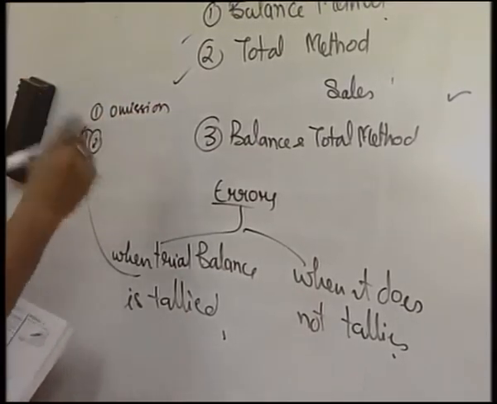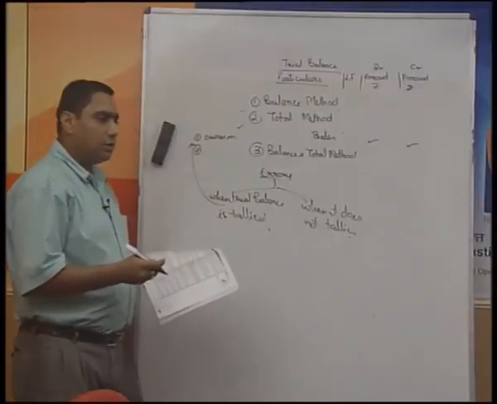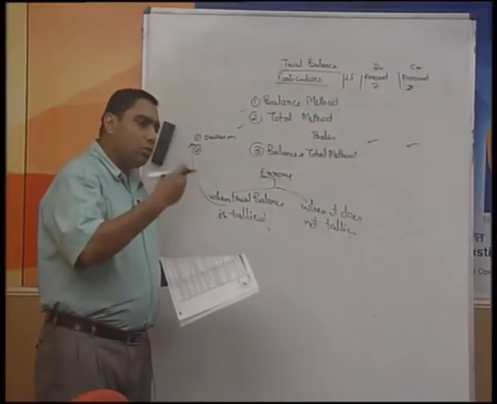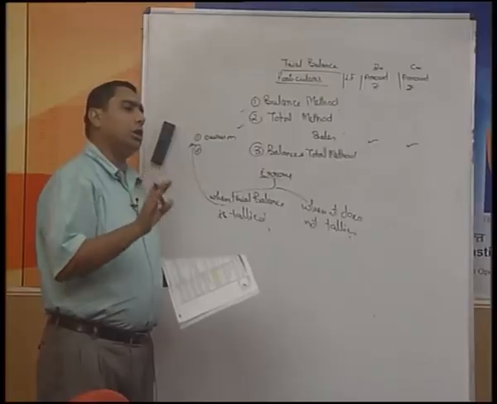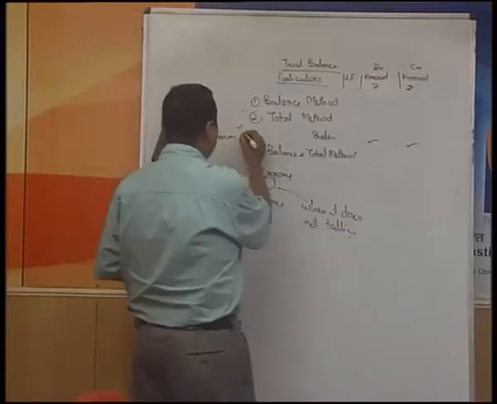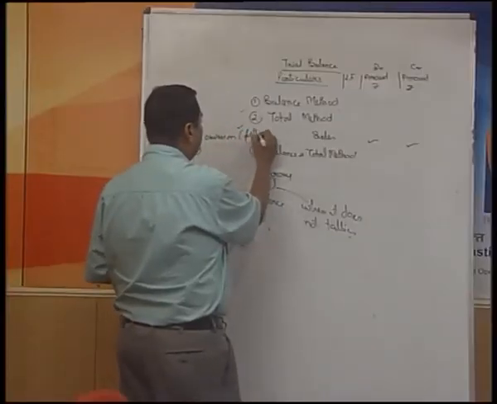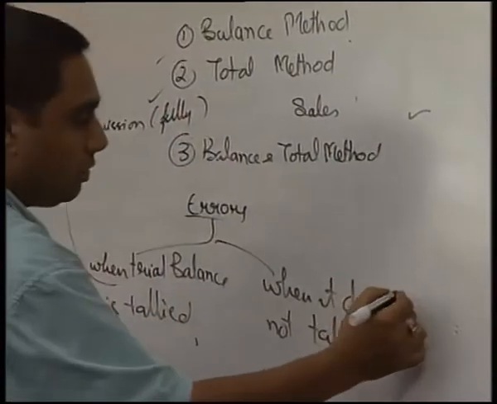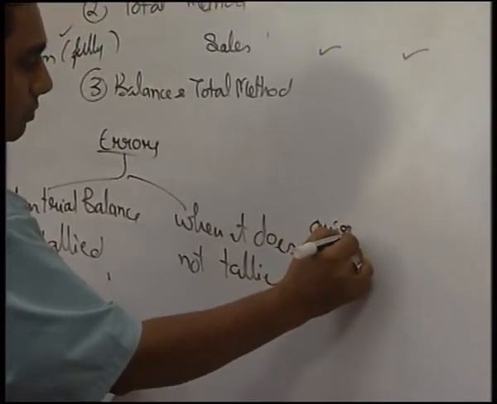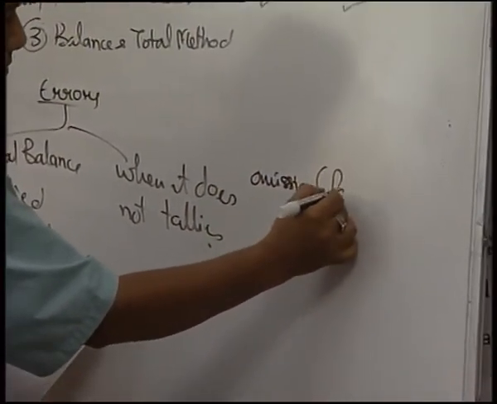Omission means that we have purchased certain things and we have totally omitted recording the entry in the books of accounts. This could be one of the errors. Here in this case, it is a full omission. Here there would be an omission, but partly.